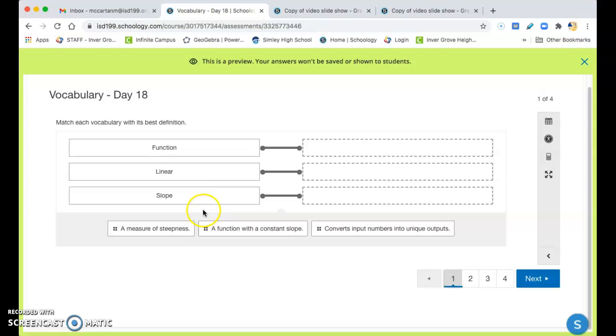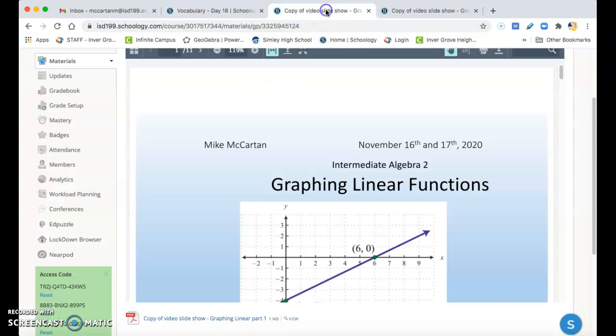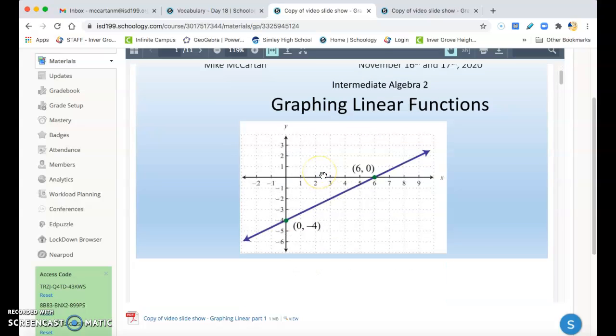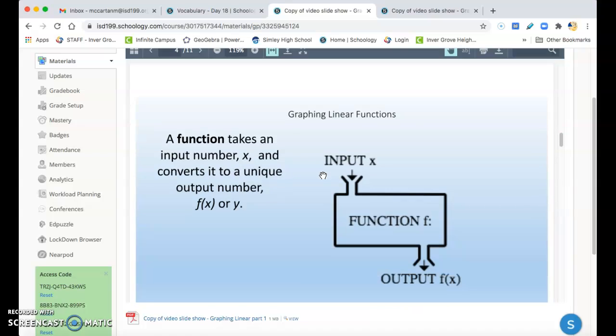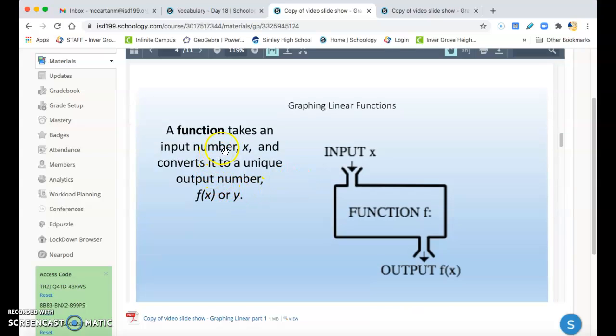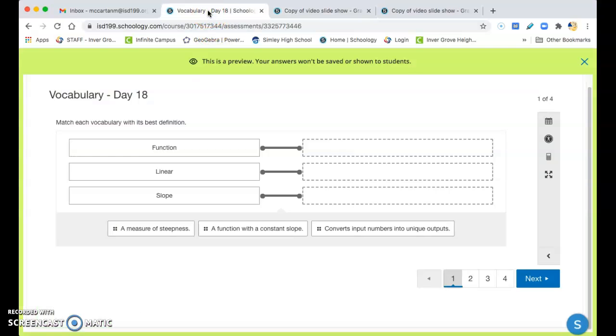Vocabulary. 3 words. First word is function. All right. This is the top green folder. We scroll down a bit. Today's essential question. There it is, function. Takes an input number x and converts it to a unique output number. Okay. Find which definition that is.